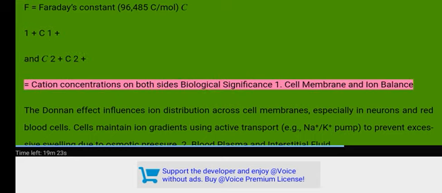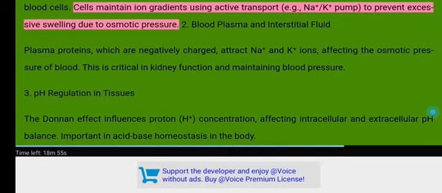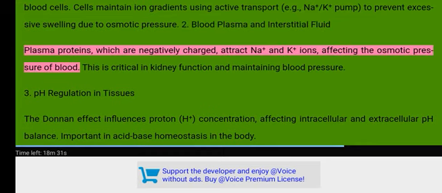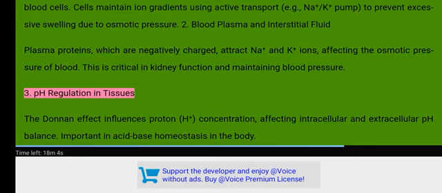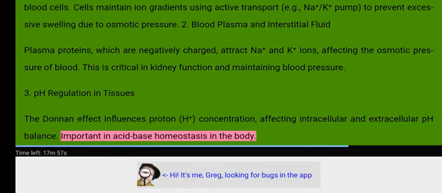Biological significance. 1. Cell membrane and ion balance. The Donnan effect influences ion distribution across cell membranes, especially in neurons and red blood cells. Cells maintain ion gradients using active transport, e.g., the Na-K pump, to prevent excessive swelling due to osmotic pressure. 2. Blood plasma and interstitial fluid. Plasma proteins, which are negatively charged, attract Na and K ions, affecting the osmotic pressure of blood. This is critical in kidney function and maintaining blood pressure. 3. pH regulation in tissues. The Donnan effect influences proton (H+) concentration, affecting intracellular and extracellular pH balance. Important in acid-base homeostasis in the body.